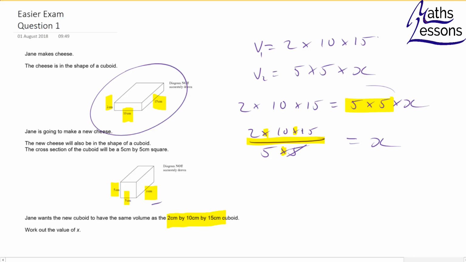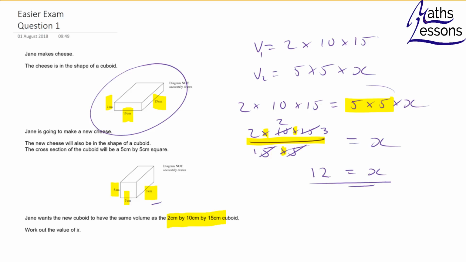We cancel that 5 out with some of the 5 there, which leaves you 3, because 3 times 5 is 15. Cancel some of that 5 to leave 1, with that 10 to leave 2. So on the top we just have 2 times 2 times 3, 4 times 3, which is 12. That is how you can do that without a calculator.